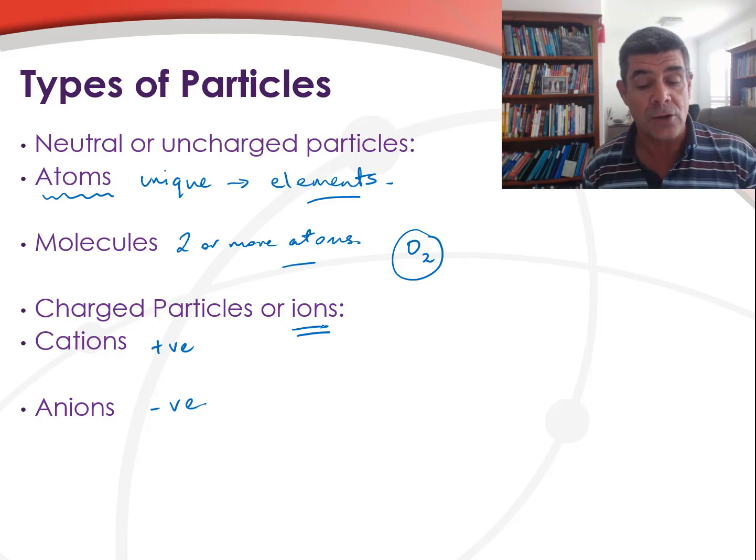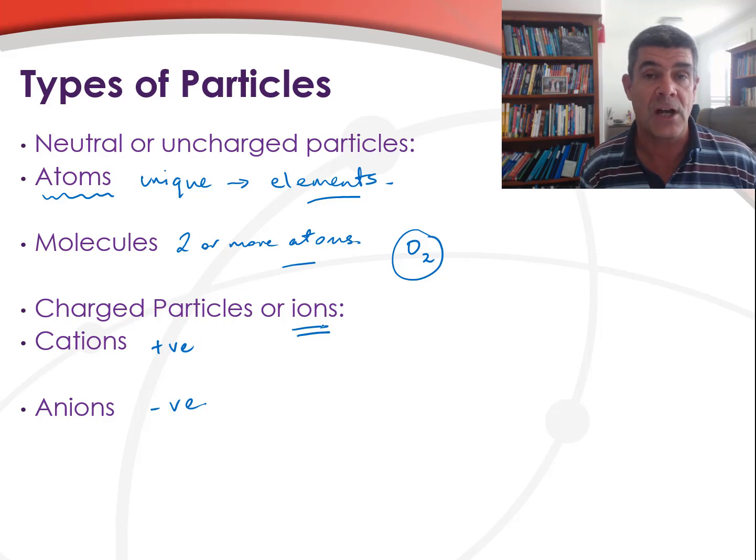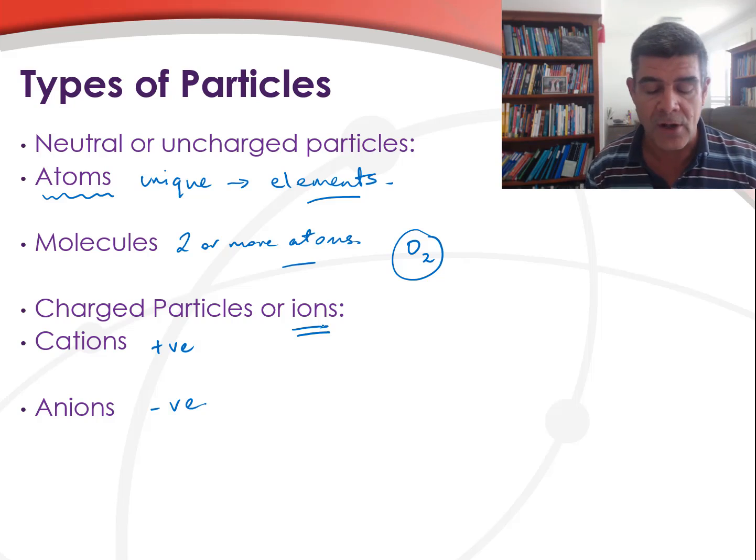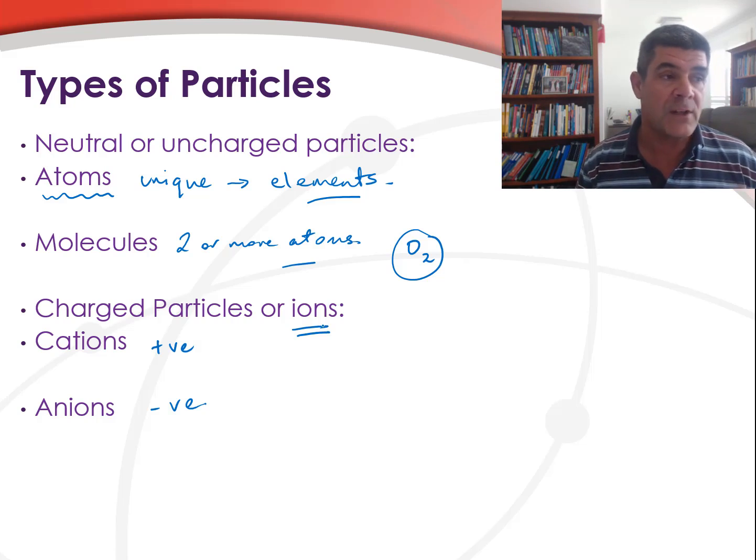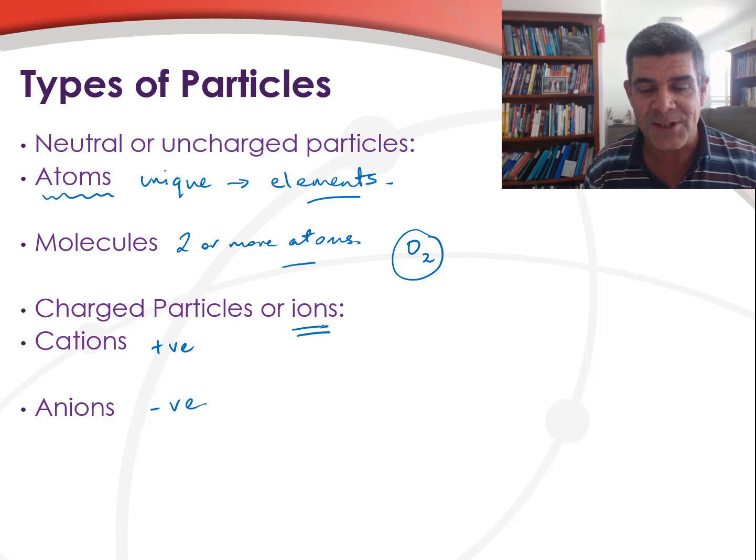Now, atoms are neutral, they don't have a charge, so when an atom gains some sort of a charge, either a positive or negative charge, we don't call it an atom, we call it an ion. So this is just a little bit of introductory terminology for you as we start this topic.